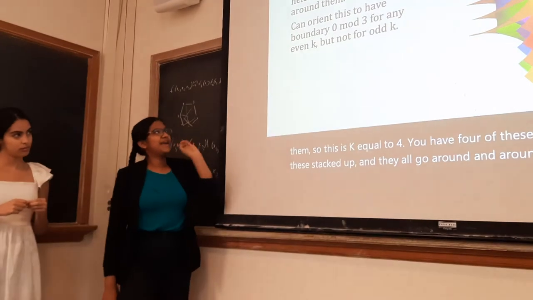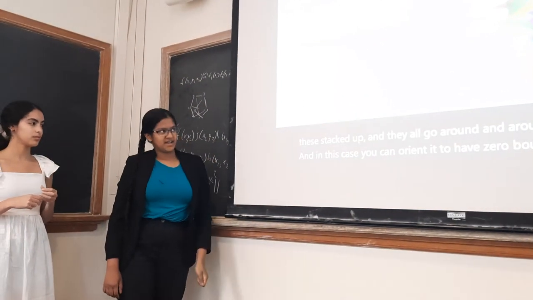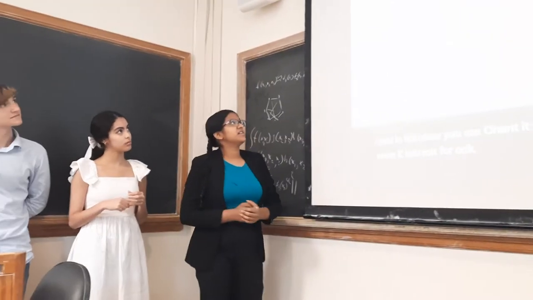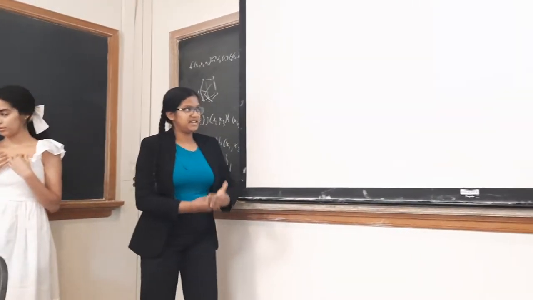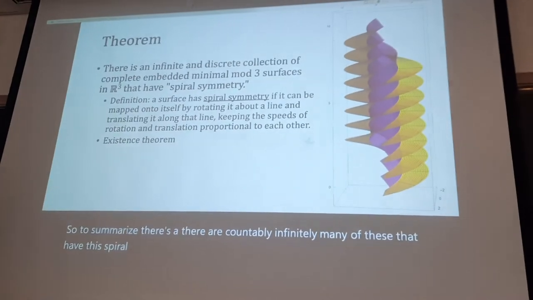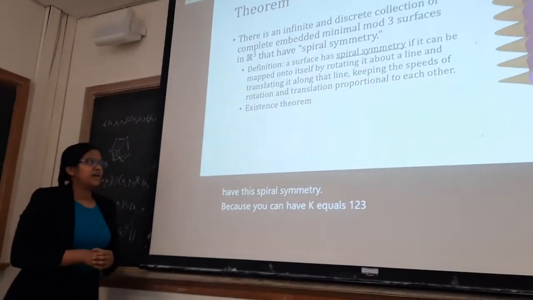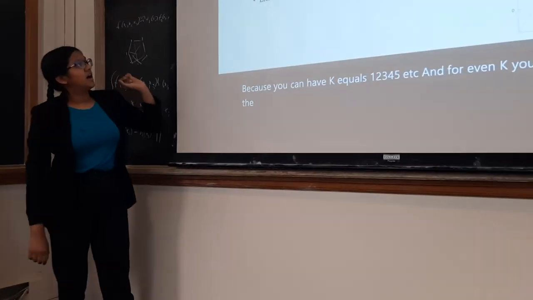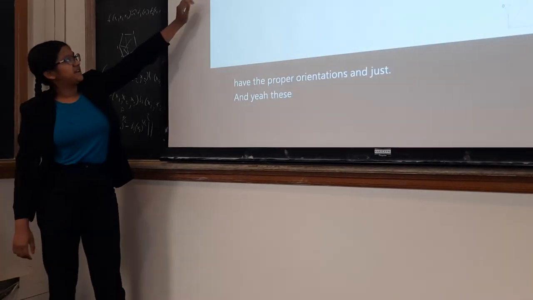And in this case, you can orient it to have zero boundary mod 3 for any even k, but not for odd k. So to summarize, there are countably infinitely many of these that have this spiral symmetry, because you can have k equals 1, 2, 3, 4, 5, etc. And for even k, you can also have the proper orientations. And these are complete and embedded in R3.